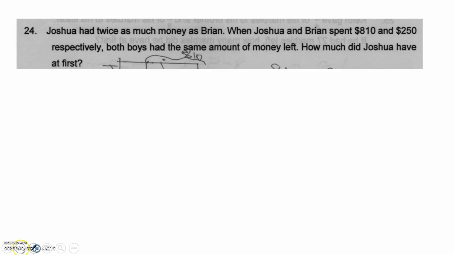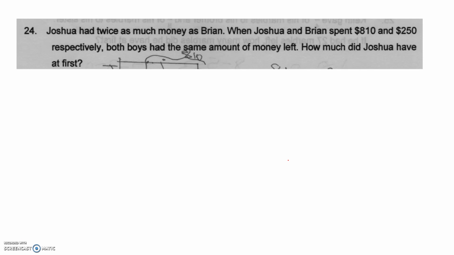Don't anyhow do. Now, Joshua has twice as much money as Brian. When Joshua and Brian spent $810 and $250 respectively, both boys had the same amount of money left. How much did Joshua have at first? Now this one, you have to draw a model. Your model is correct, but you don't know what you're drawing.